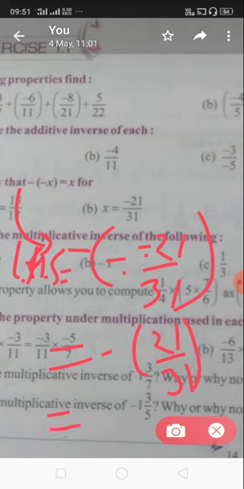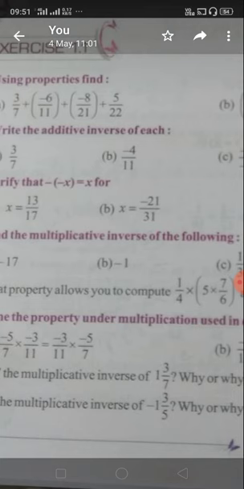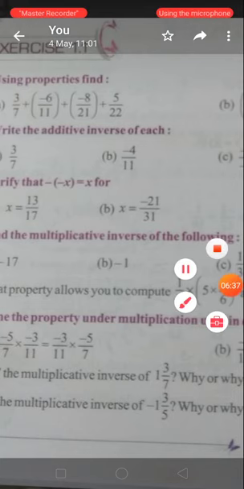This here is what sign? Plus, inside the bracket, and outside the sign is plus. So plus into minus, you will get minus, and 21 upon 31. Okay, this you will get again equal to x. It means here again it is verified.